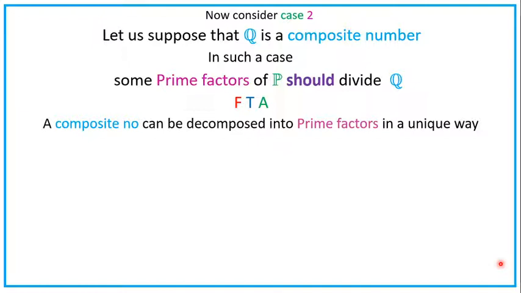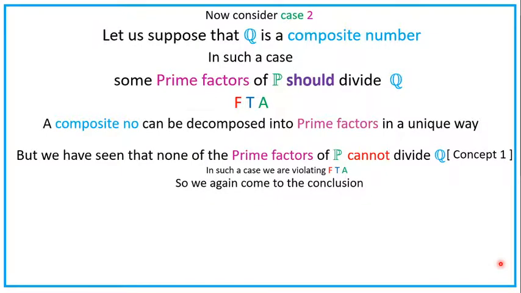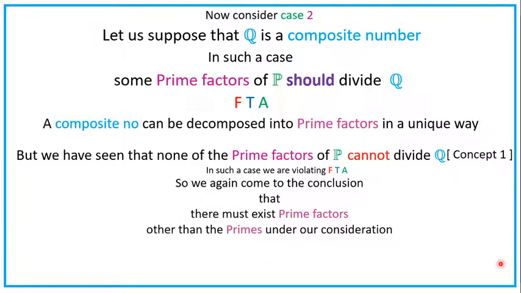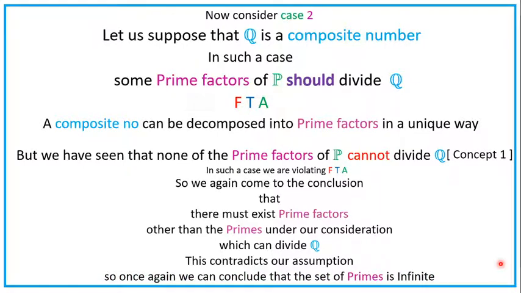But none of the prime numbers under our consideration is able to divide this composite number q. So we have seen that none of the prime factors of p can divide q because of concept number one. In such a case, we are violating the fundamental theorem of arithmetic. So we again come to the conclusion that there must exist prime factors other than the primes under our consideration which can definitely divide q. So this contradicts our assumption. So once again, we conclude that the set of primes is infinite only.